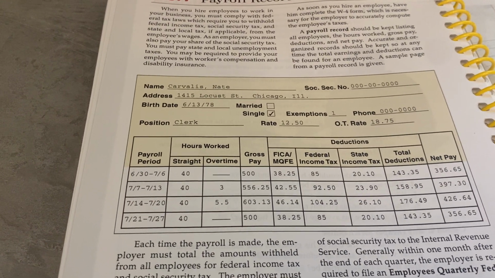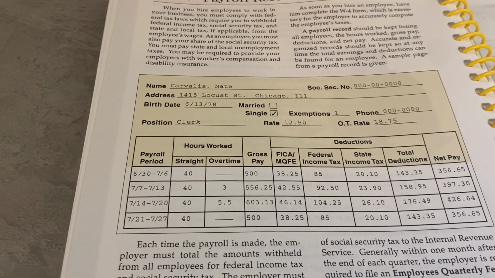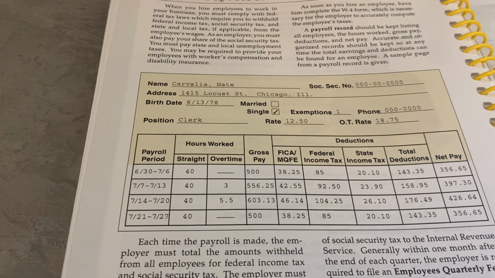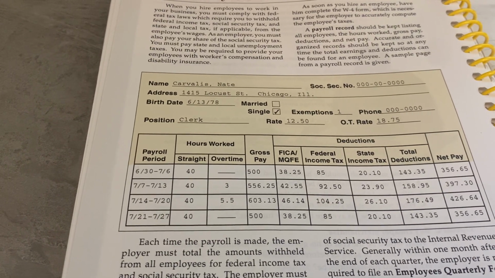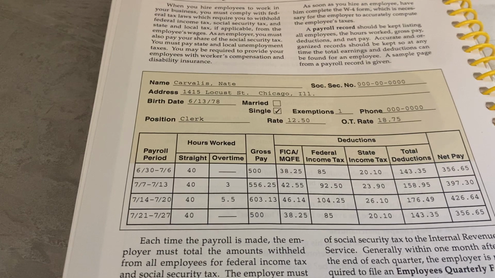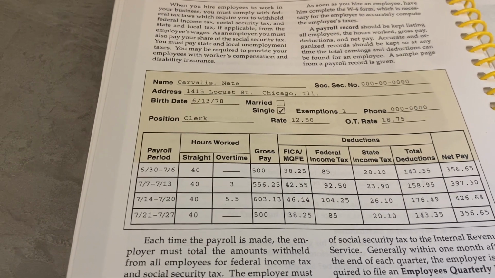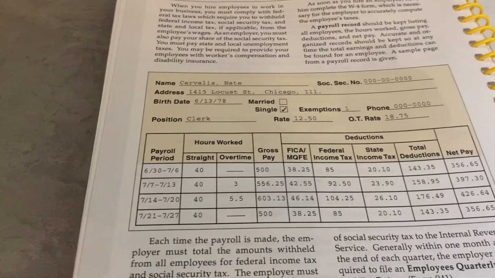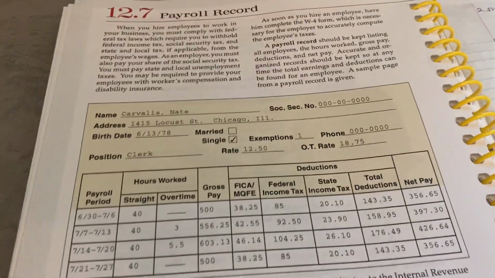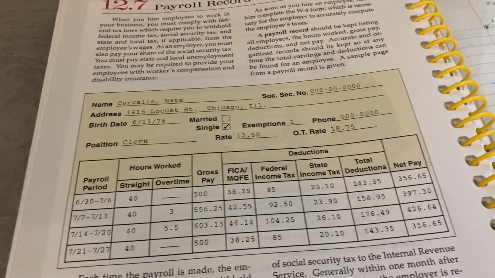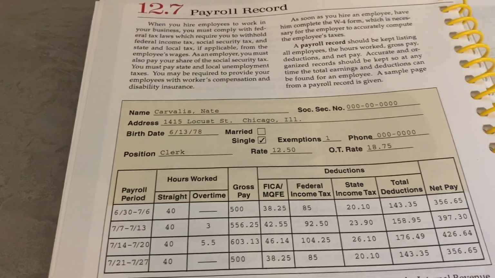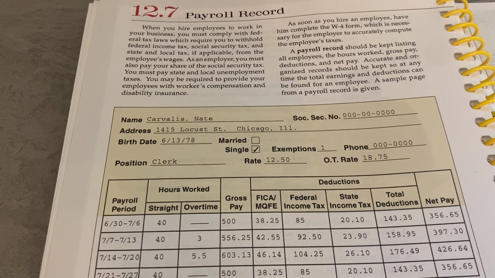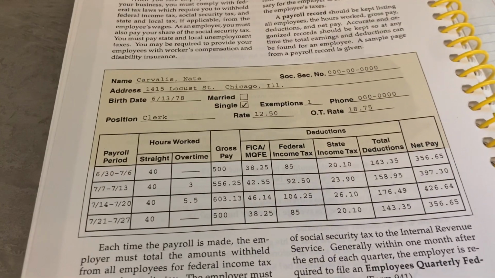And one month after the end of each quarter, the employer is required by law to file the employees' quarterly federal tax return, so that the government can find out how much money each person is making and what is owed in taxes. So here's an example of a form that shows the payroll record and keeping this record.